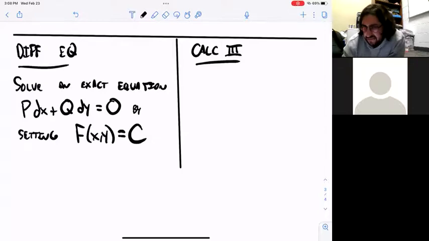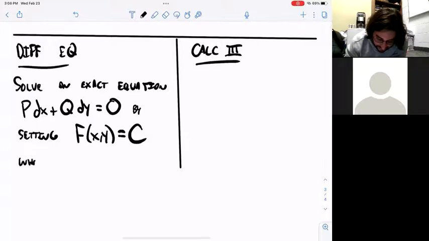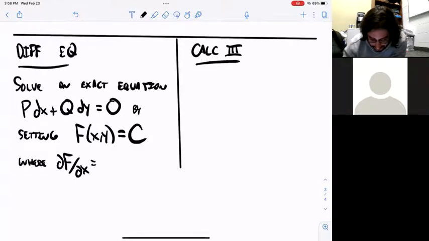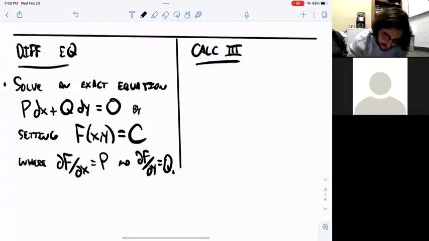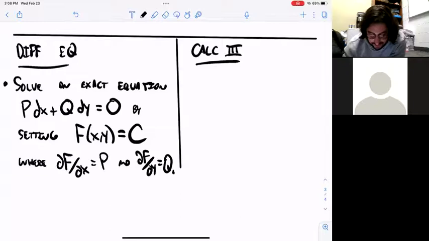And it's probably an implicit formula, right? But that's fine. If the algebra is not too bad, you could maybe solve for y to get an explicit one. But that's what you do, right? This gives you the solution curves. This equation F of xy equals c, where partial F with respect to x is P, and partial F with respect to y is Q, right? This is the last thing that you do when you solve an exact equation in DiffEq.